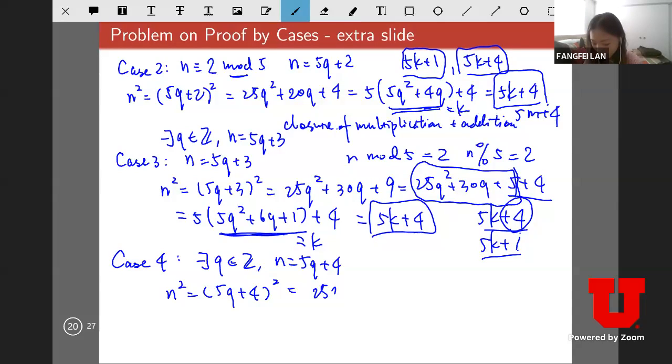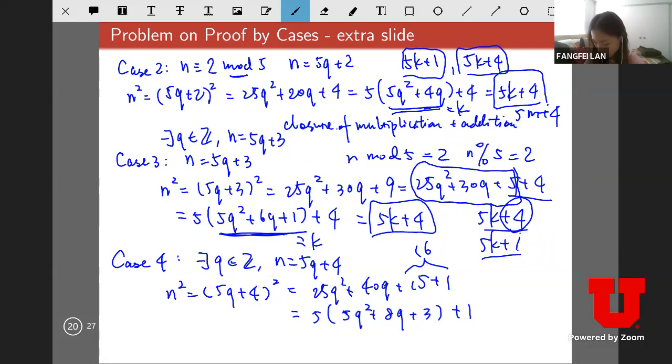Okay, somebody wrote the answer: 25q squared plus 40q plus 15 plus 1. Yes, that's very good. Split up the integer into 15 plus 1. And now we factor out 5 again: 5q squared plus 8q plus 3, and then we have this 1. And right here, we can let it equal k again by closure of multiplication and addition in integers. And then we get 5k plus 1.